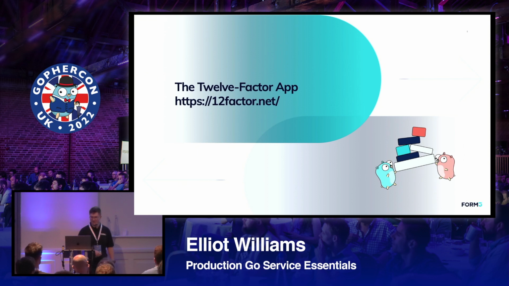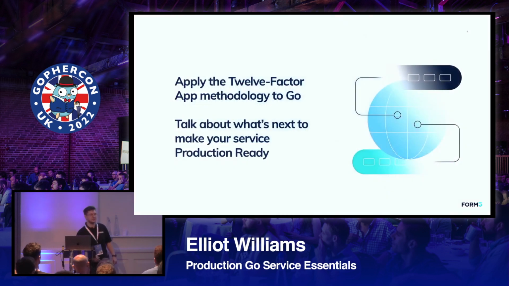So yeah, the 12-factor app, it's a methodology for building software as a service applications. We're going to talk about applying that to our Go application. We're going to talk about how Go is a great fit for building these microservices. Obviously, I'm preaching to the choir a bit here. And then, like I said, we're going to talk about what we need to do next to make our service production ready.